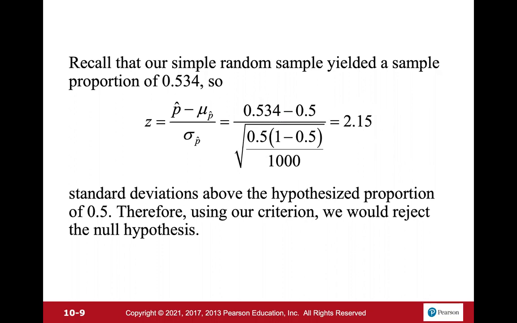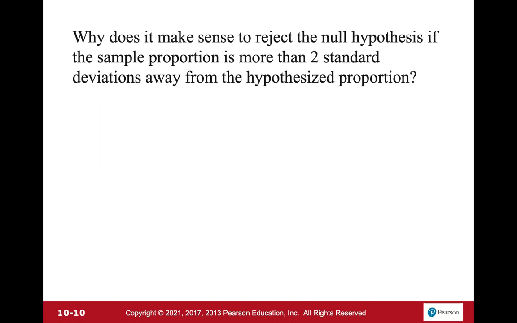But what constitutes an unusual value? Are we able to just say 2, or are we able to say something a little bit more? So why does it make sense to reject the null hypothesis if the sample proportion is more than 2 standard deviations away from the hypothesized proportion?